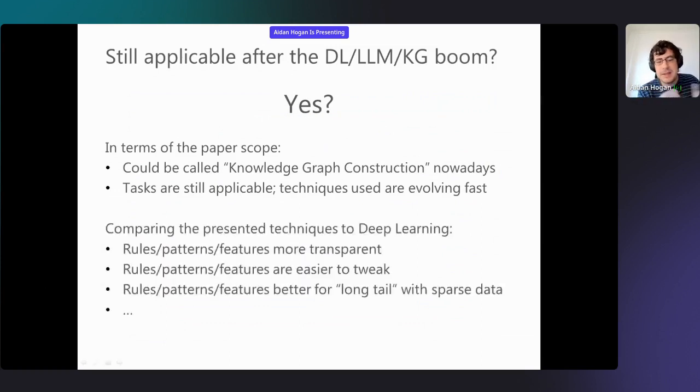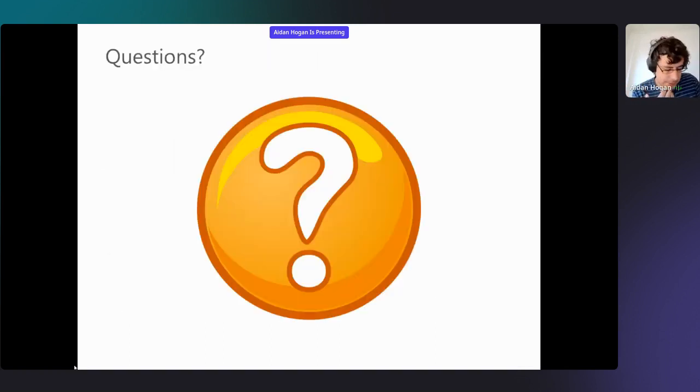Also comparing the presented techniques, the more traditional NLP style techniques, to things we see in deep learning, these more traditional techniques are more transparent. They're easier to tweak. If we want to add a new pattern to capture a new case, we can do that, and they're better for the long tail with sparse data. But of course, if you have further thoughts on this, happy to discuss. So that's my presentation. Thank you for listening, and I'm happy to take any questions if there are.